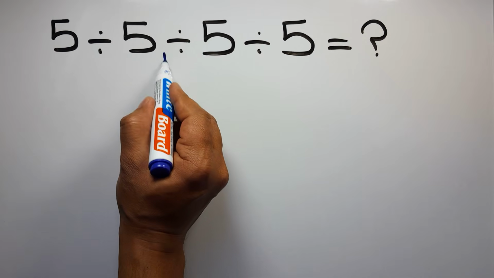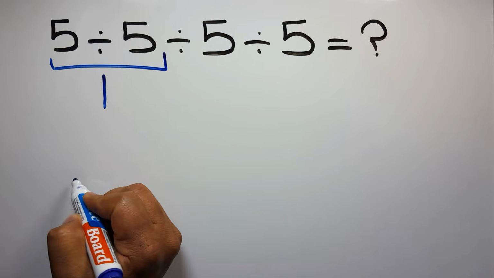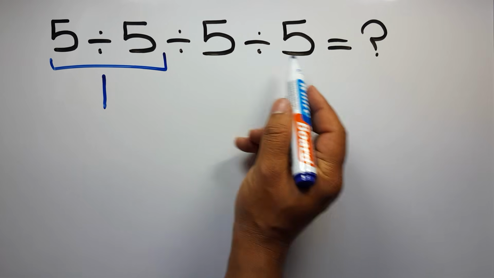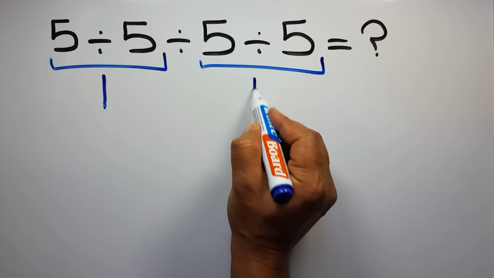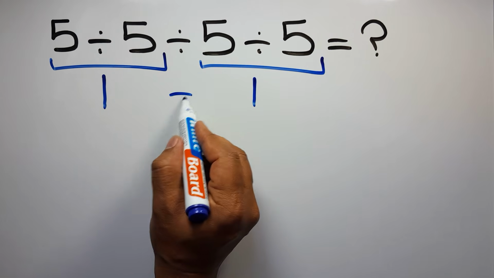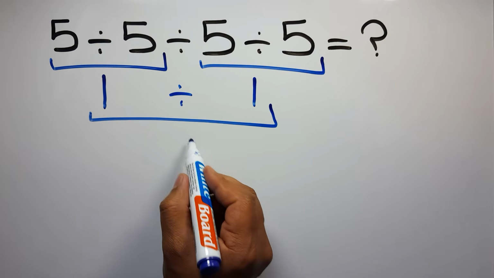5 divided by 5 gives us 1. And again here we have 5 divided by 5. So 1 divided by 1 is just 1.